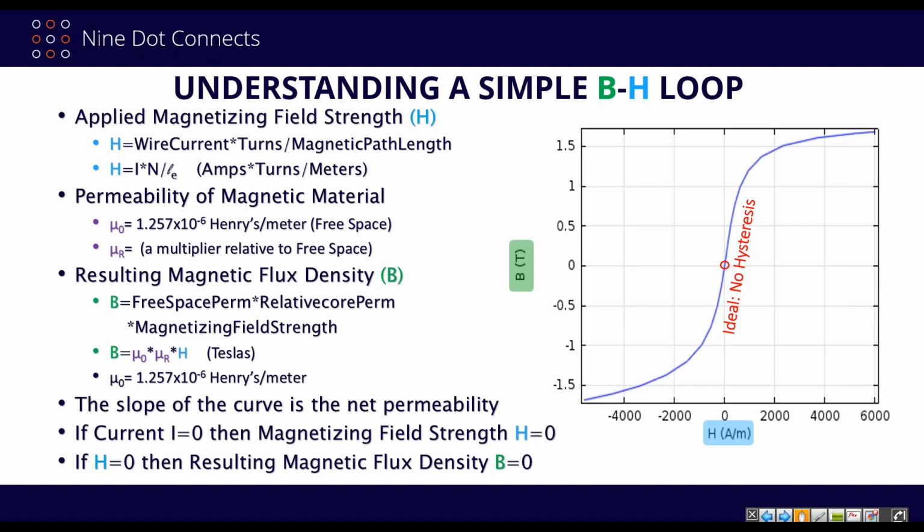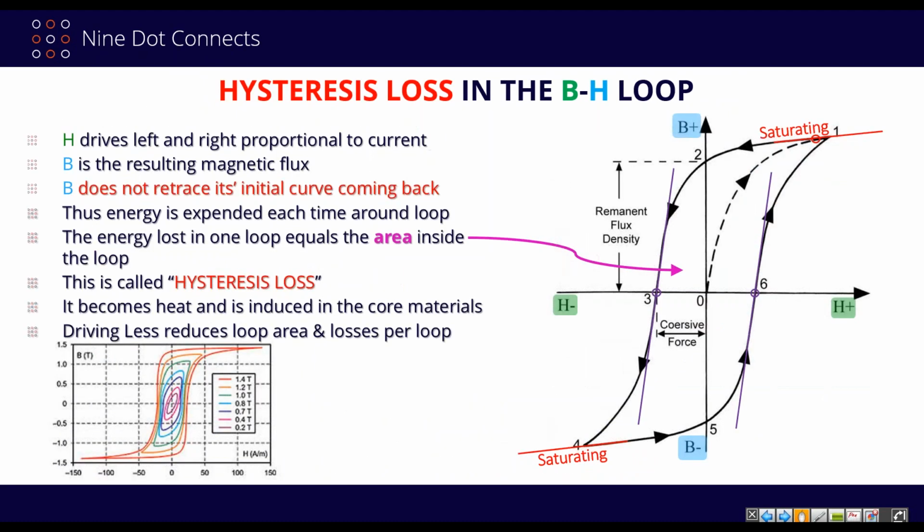If the current is 0, the magnetizing field strength, H, is 0, i.e. from a horizontal standpoint, we're in the middle of the curve. If H equals 0, then the resulting magnetic flux density is 0 in an ideal material. So therefore, you would be at the center of the curve horizontally. However, in a real material, if you look at the middle axis where H equals 0, you'll see that there is a remnant flux density. There's a field that remains at that point in time as if a current were still flowing. It's not, but that's the magnetic domains remaining partially aligned with each other.